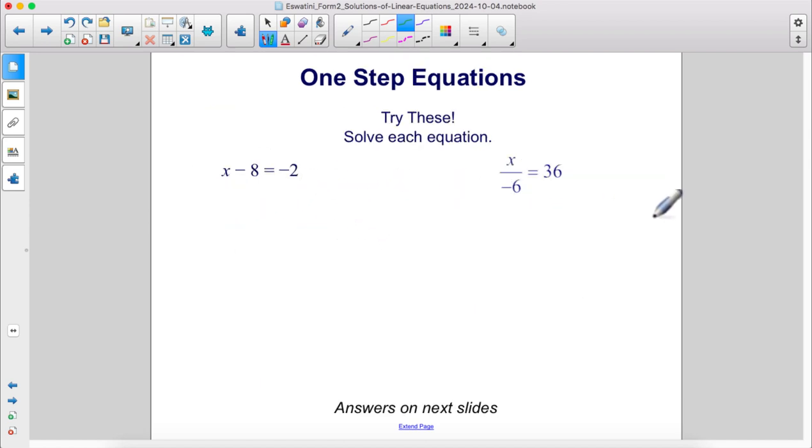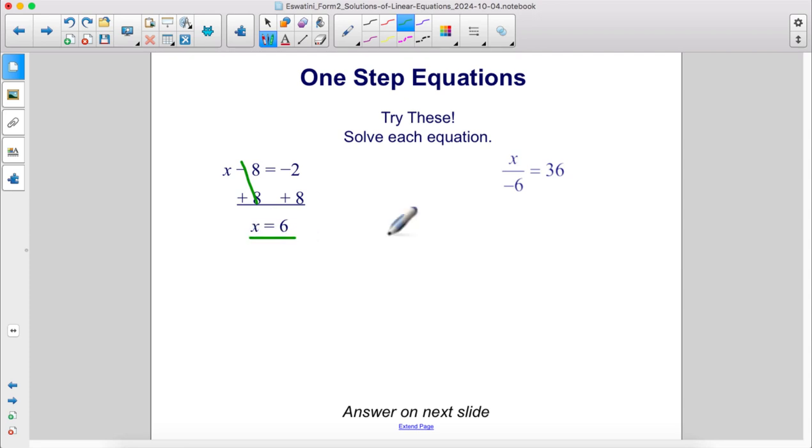Try these. Solve each equation. x minus 8 equals negative 2. Well, we want x by itself. So to undo minus 8, we have to add 8, which we have to do to both sides. It'll cancel out on the left side. Negative 2 plus 8 is 6. Therefore, the answer is x equals 6.